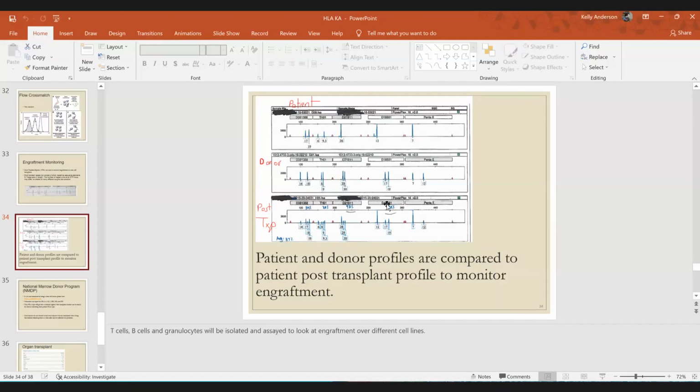And this is all calculated based on the area. When you do this, you'll get a printout of each type, what percentage is of each number, and then you'll do a calculation. So looking at all of these, the average was 37% donor. So we want that to be 100% donor after a stem cell transplant.